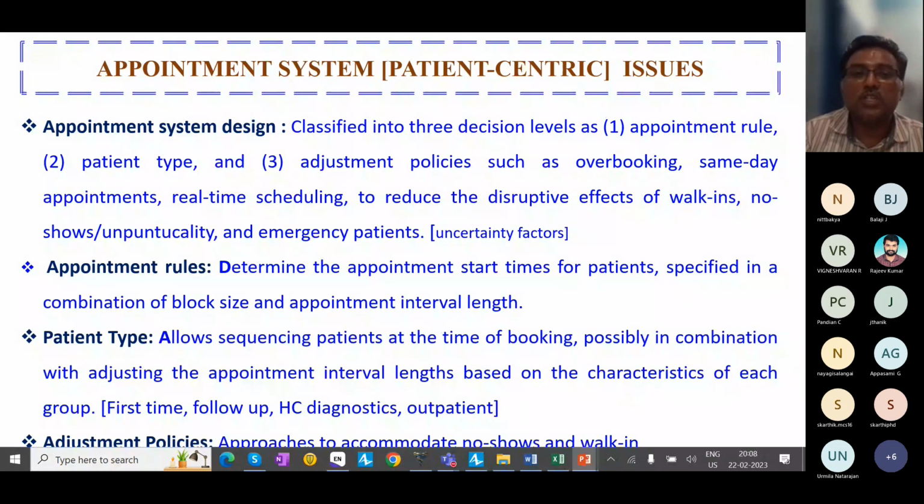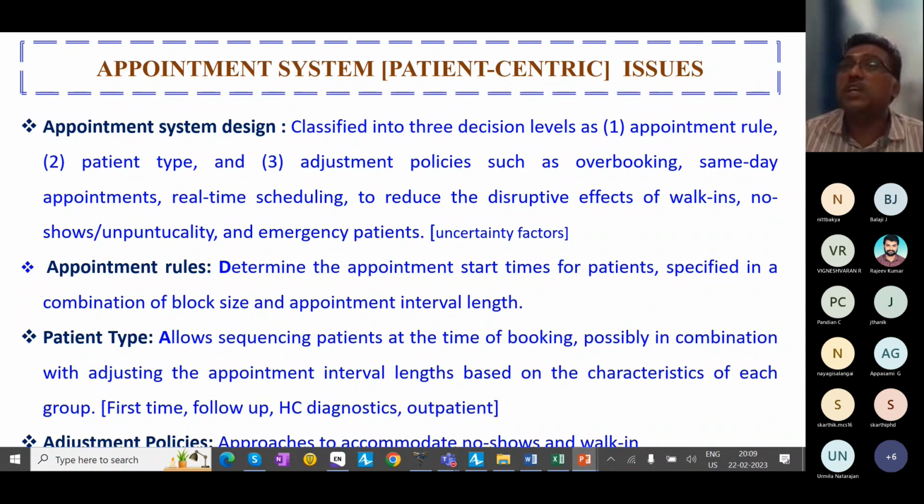With that, you can allow sequencing of patients. So what type of patient, what type of appointment, what type of sequencing. And then the adjustment policy is connected especially to address uncertainty. Suppose when you have an appointment system, all of a sudden patient unpunctuality or patient no-shows will be there. And sometimes emergency patients may come and walk-in patients may also come. So how we are going to take these uncertainties into account is a great research issue when you focus on the internal or patient-centric supply chain.